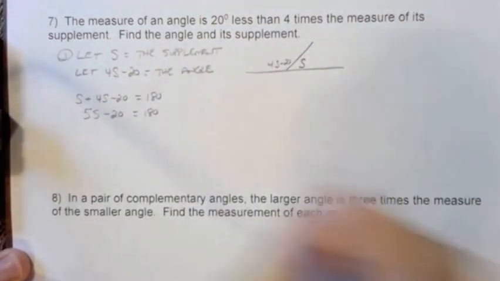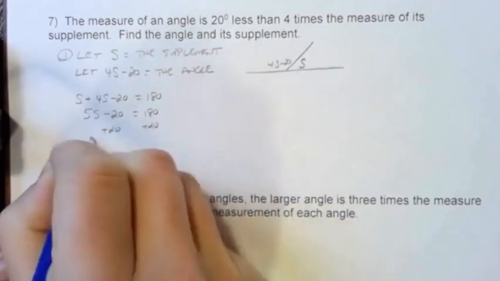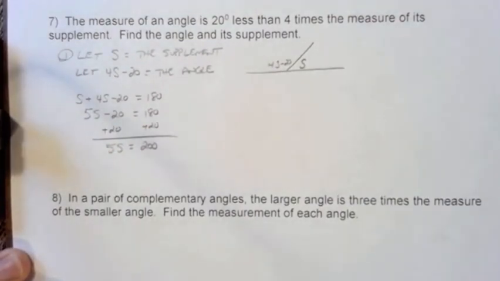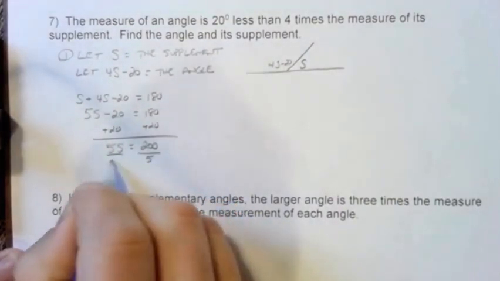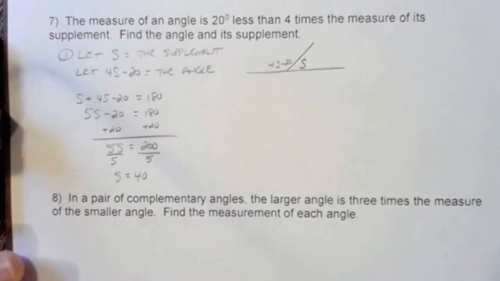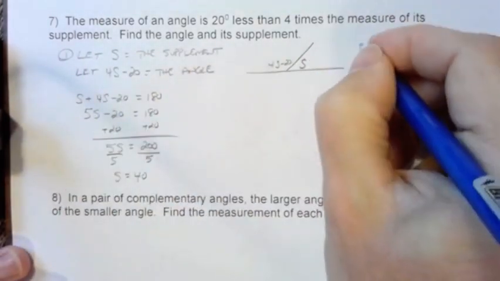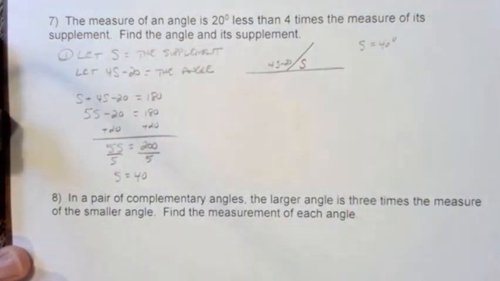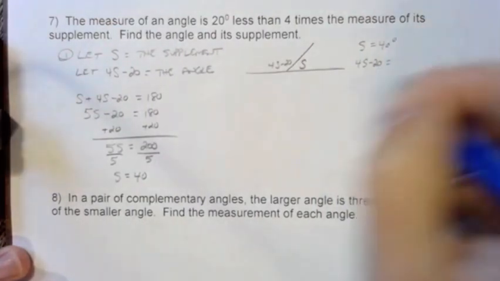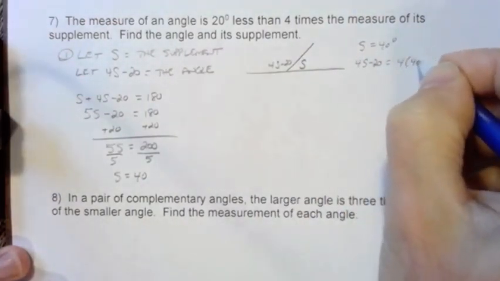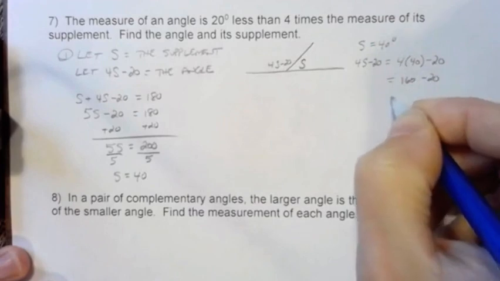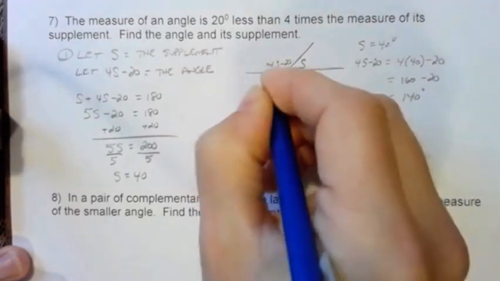Now I'm going to have to add 20 to each side. Plus 20, plus 20. 5S is equal to 200. And now if I divide both sides by 5, S is going to have a value of 40. So my S, my supplement in this case, is equal to 40 degrees. And my other angle, 4S minus 20, to get its measurement, I'm going to substitute in 40 for S. So this becomes 4 times 40 minus 20. 4 times 40 is 160, and 160 minus 20 is 140 degrees.